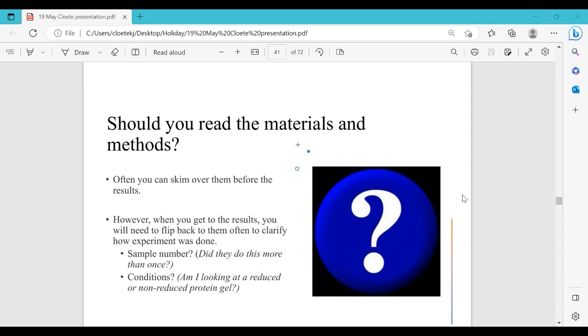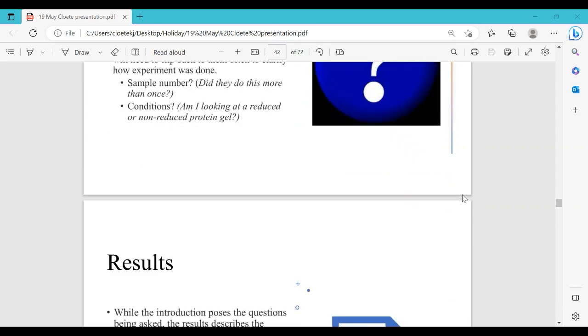You need to remember that sometimes if you use too small a sample size, the reviewers may critique you on this. However, for some types of techniques, you cannot use a lot of samples because the technique itself takes very long, it may be very expensive, et cetera. Look at also the conditions. For example, if you're in biochemistry, whether these researchers used a reduced or a non-reduced protein gel.